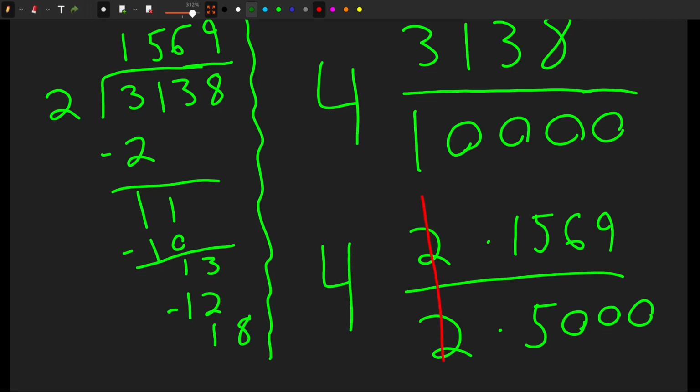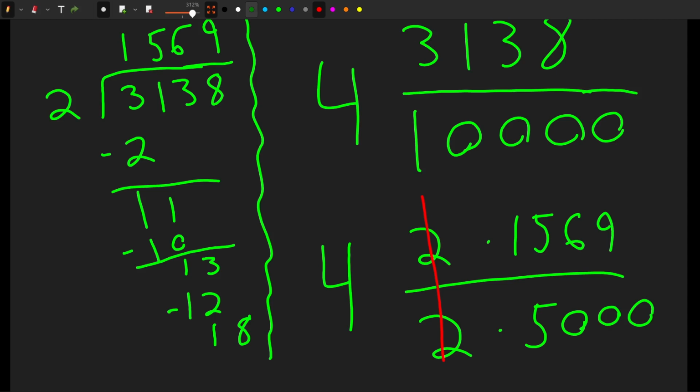I can cancel this out. Now 5,000 again has factors 2, 5, and 10. It is not divisible by 3. Is it divisible by 4? Might be divisible by 4, but I know a number ending in 9 I don't believe is divisible by 4. 2, 5, and 10, it's not divisible by 3, which means it's not divisible by 6. So 5,000 is not divisible by 6. I'm pretty sure it's not divisible by 7 or by 8, and not by 9.